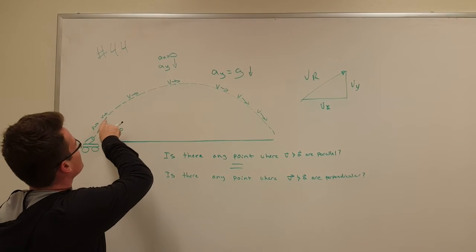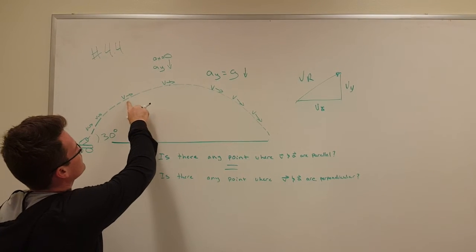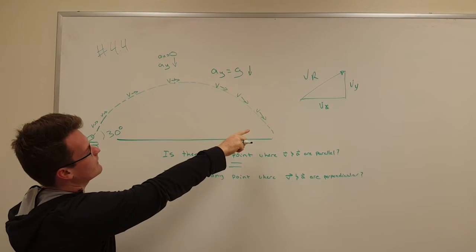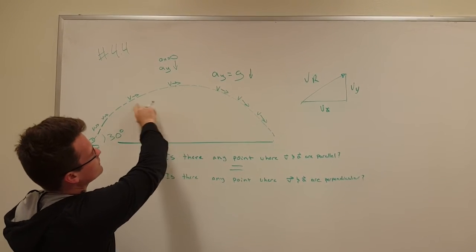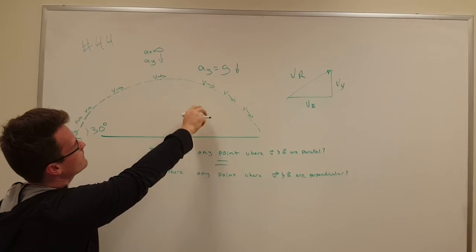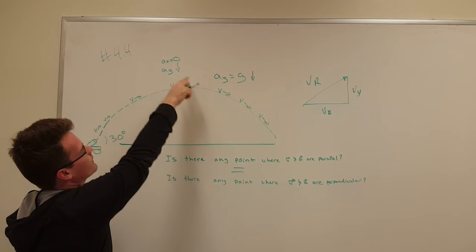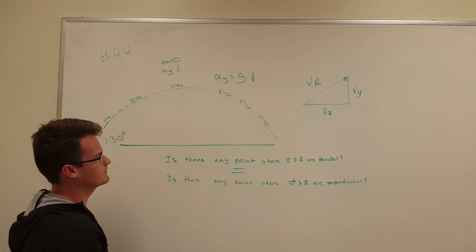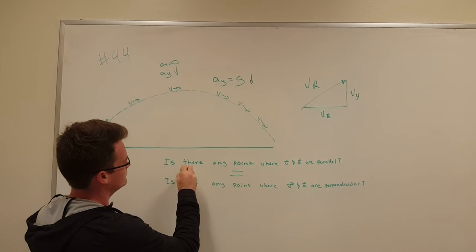So as we follow this curve, you can see the velocity continues in the horizontal direction, or the resulting velocity is always in the x direction, and there's no point where the acceleration is also in the x. So this would be no.